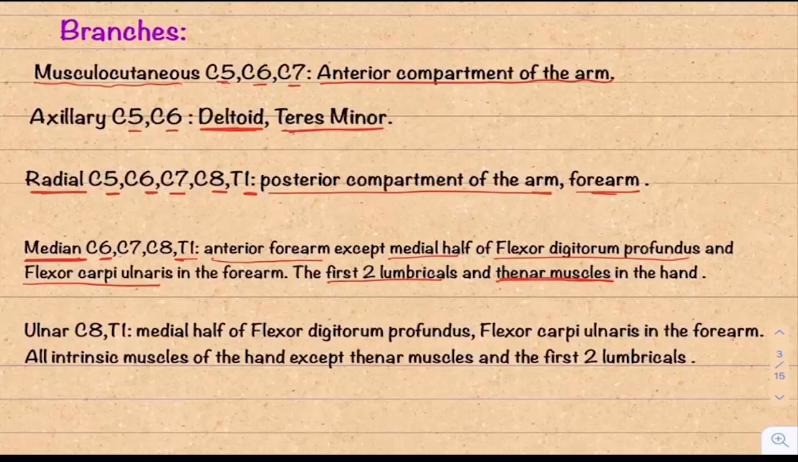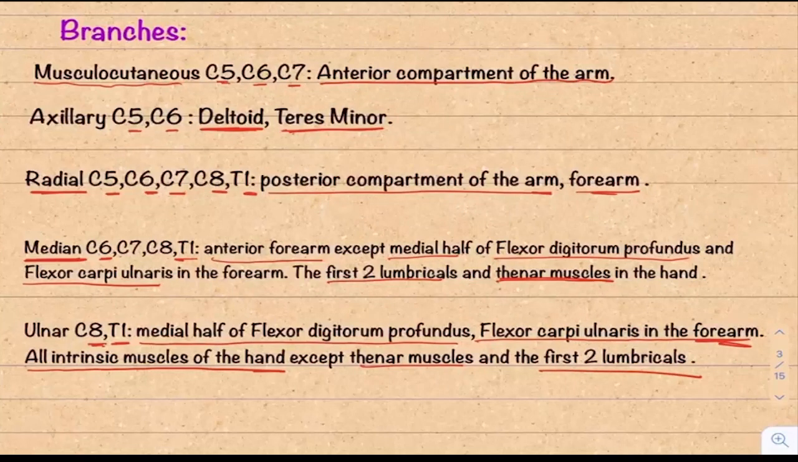And finally, the ulnar nerve, which is derived from C8 and T1, it supplies the medial half of the flexor digitorum profundus and the flexor carpi ulnaris muscle in the forearm. And finally, all intrinsic muscles of the hand are supplied by the ulnar nerve, except the thenar muscles and the first two lumbricals, which, like we said, is supplied by the median nerve.